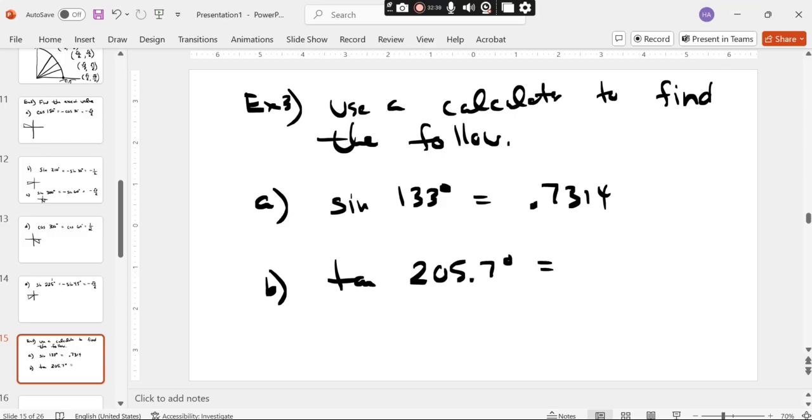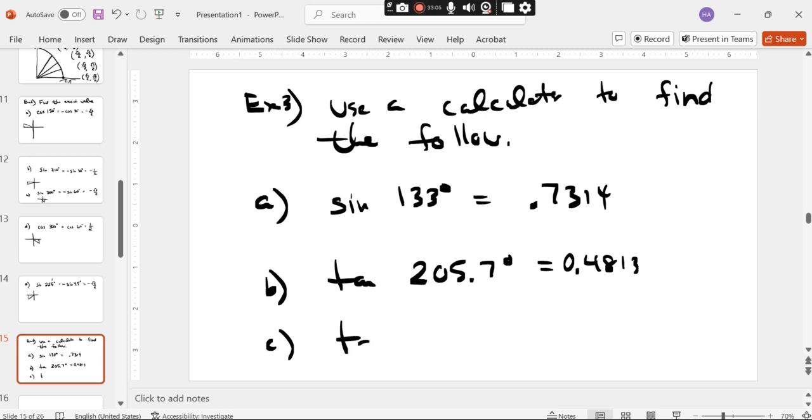B, tangent of 105.7 degrees, go. 205.7 degrees. My speaking isn't matching my writing. So 0.4813. Okay, cool.